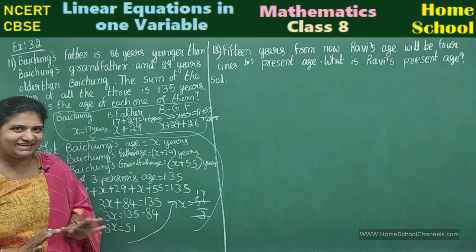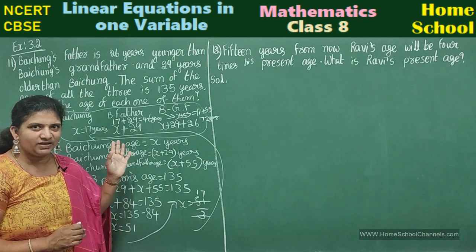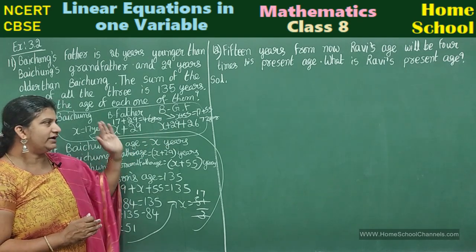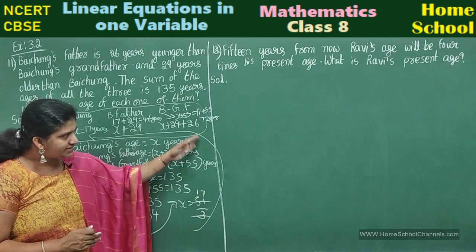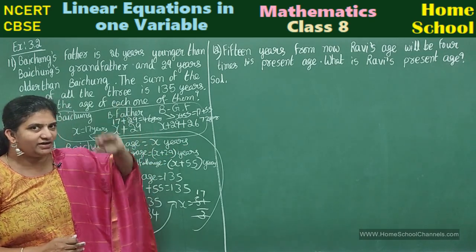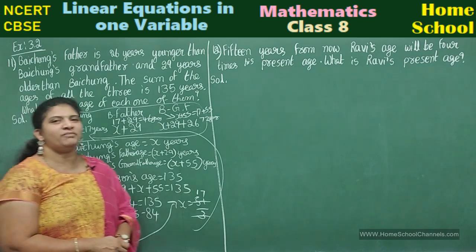Okay, is this clear? Don't be confused with 29 and 26 here. You may get confused and write 26 here and 29 there. No, 26 and 29 are for the grandfather, for the father only 29. Let's see the next problem.